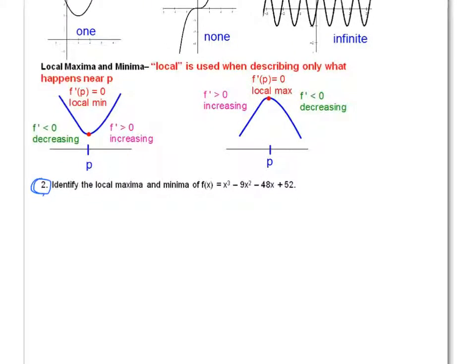This is kind of what I just drew on the page before: if we have a decreasing function changing to increasing, we have a minimum because it goes down and then up. If we are increasing then decreasing, that's a max because we were going up and then down. So we're going to use the first derivative being negative or positive to help us decide if we have a min or a max.